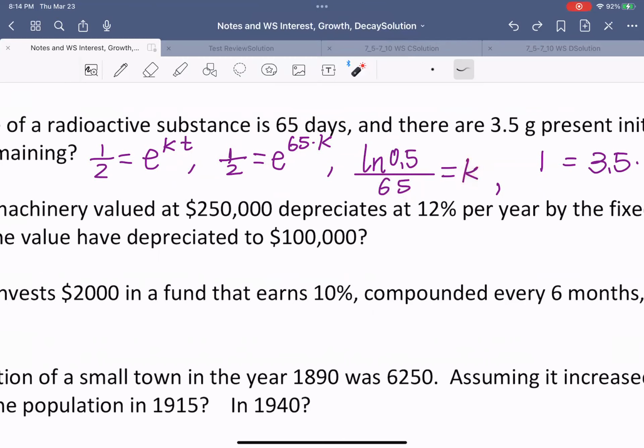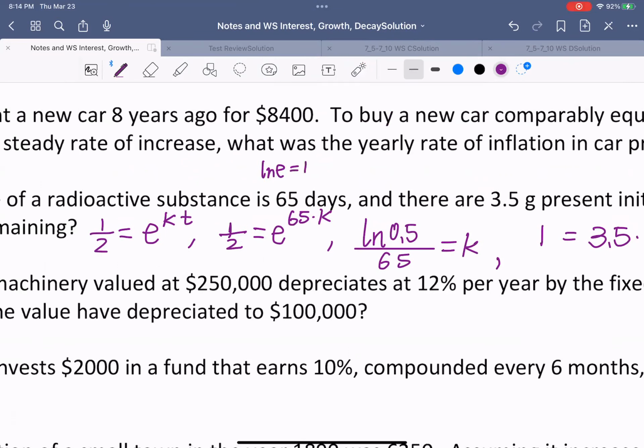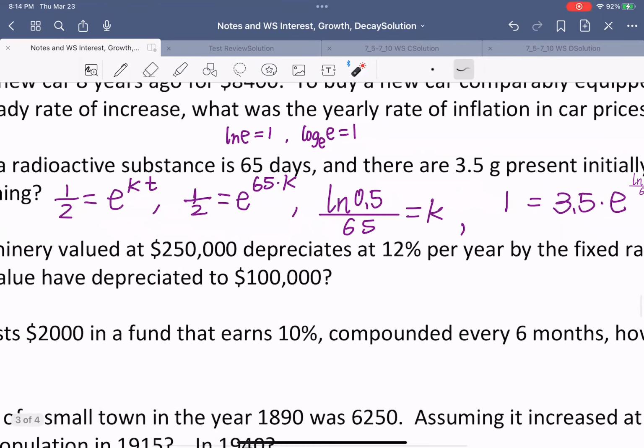Wait, so ln of e is 1? Ln of e is 1. That's because ln of e is log base e of e. Because e to the power 1 is e. So you have this here, and you got this k value, right?